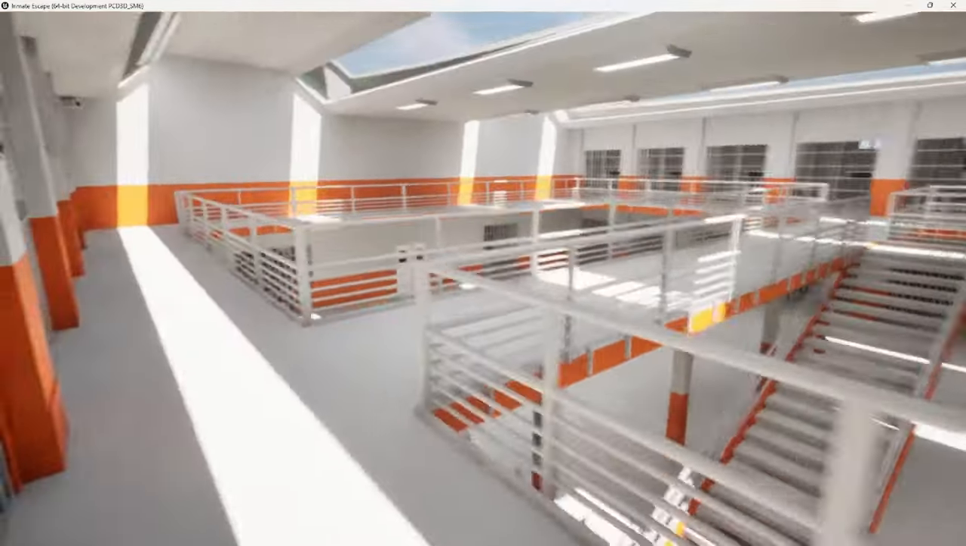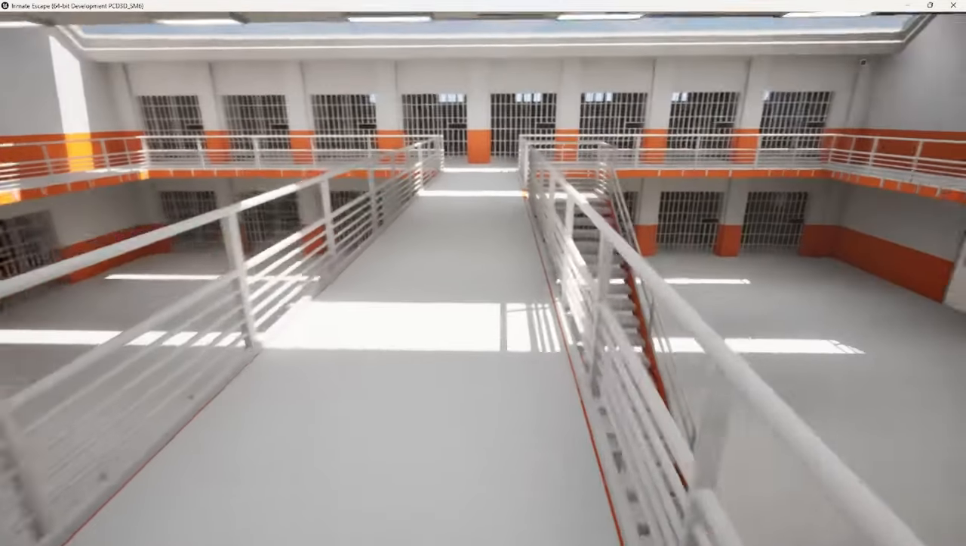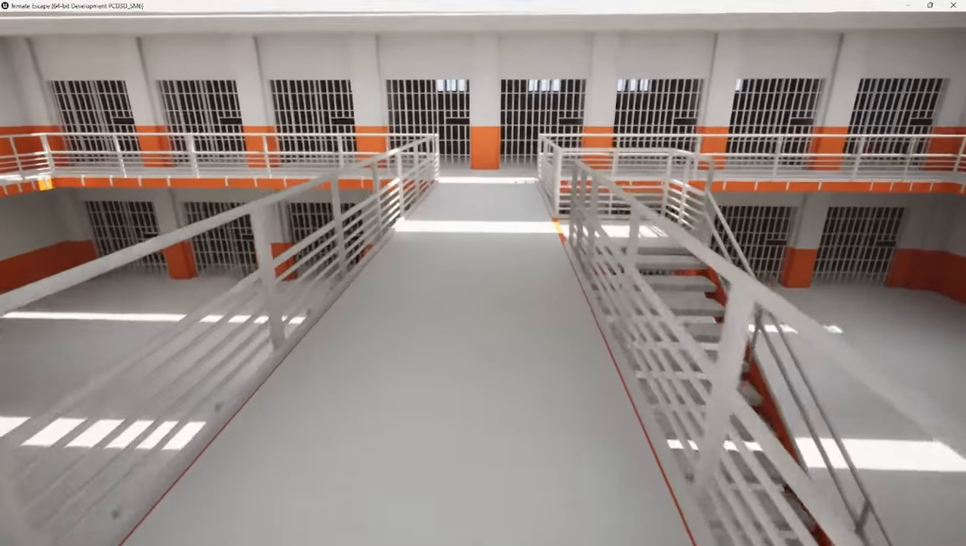I then got to work on animating the prison cell doors and used Unreal Engine's built-in level sequencer. There are currently a few bugs with the detection, but that should be fixed by the next devlog.